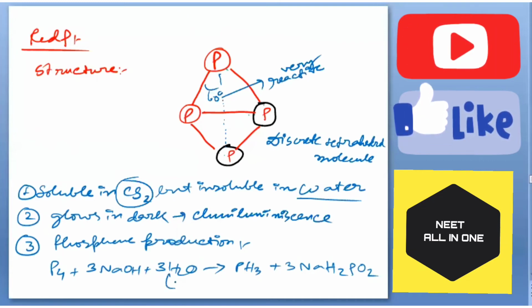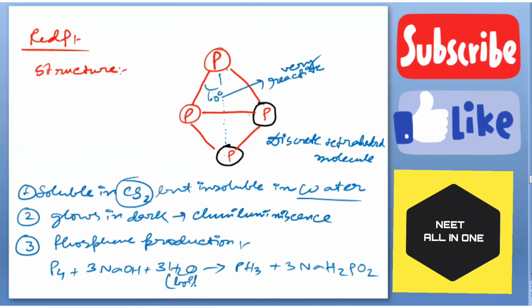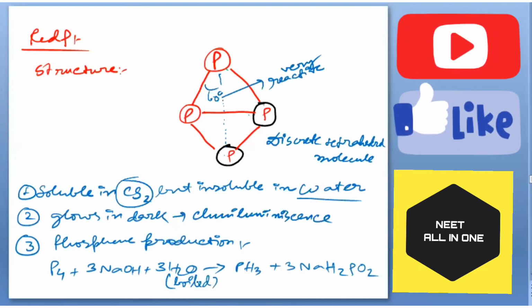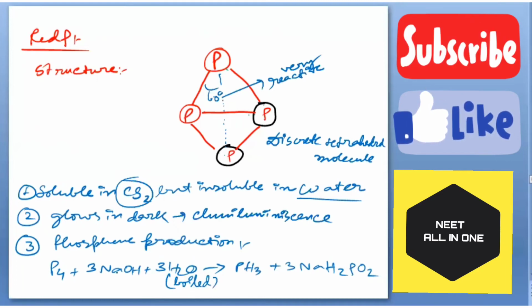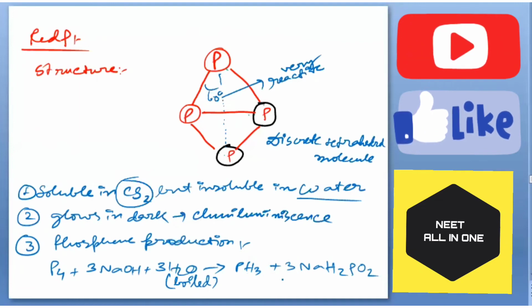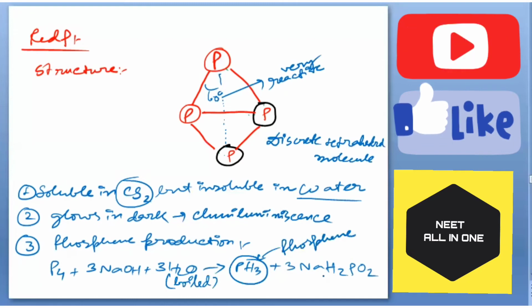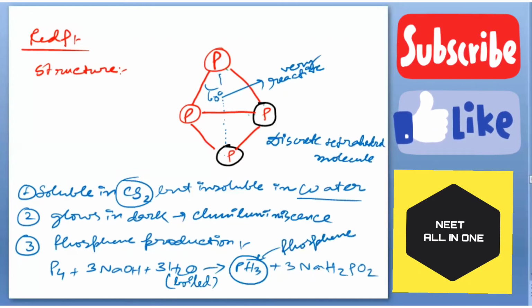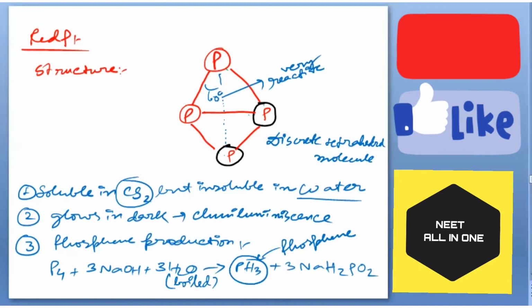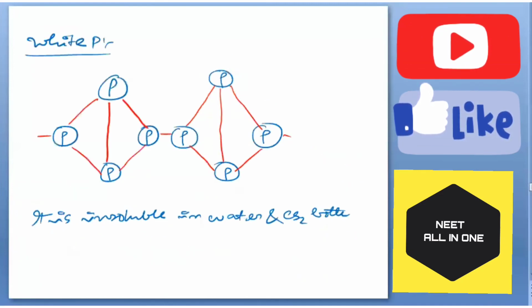Now this is boiled. Okay. Now sometimes there is a question that boiling water and our red phosphorus reaction is given in presence of NaOH. So you have to see in the options whether these two products are present or not. Okay. So here PH3 is formed, that is also called phosphine, and this is NaH2PO2. Okay.